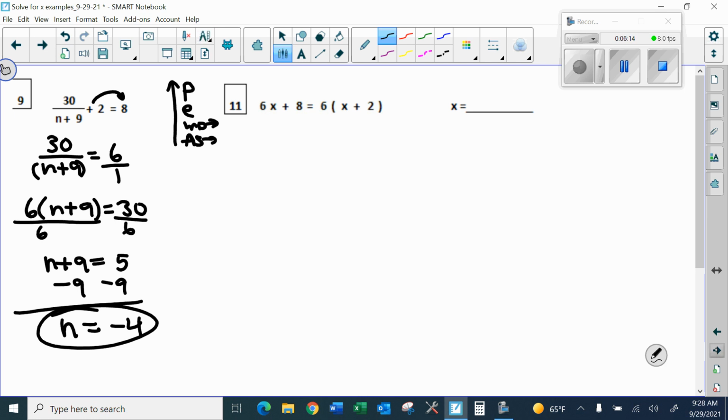Of course, you could always plug all these numbers back in to check. If I plug -4 into there, 9 minus 4 is 5, 30 divided by 5 is 6, plus 2 is 8. You work your mental math skills, plug it back in.